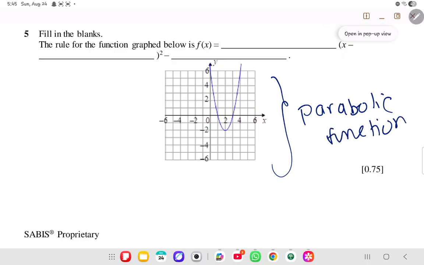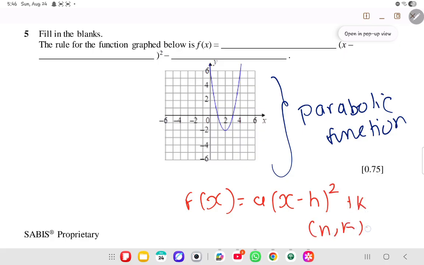So again, just a quick recap. The basic equation is f(x) is equal to a times (x minus h) to the power of 2, plus k. And again, (h, k) is the vertex. If a is positive, it's up, and if a is negative, it's down. Now we start by getting the vertex. This point over here, you can see that it is (2, -2), which is (h, k). So we'll need to substitute them in their respective places.